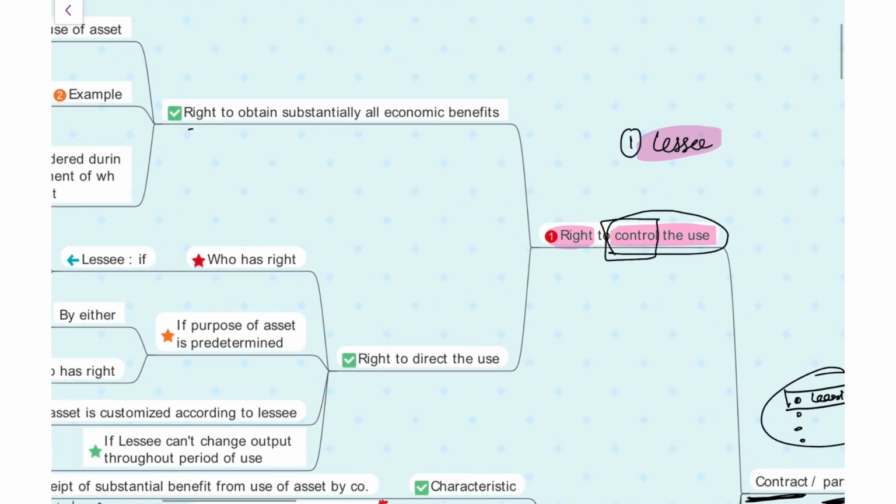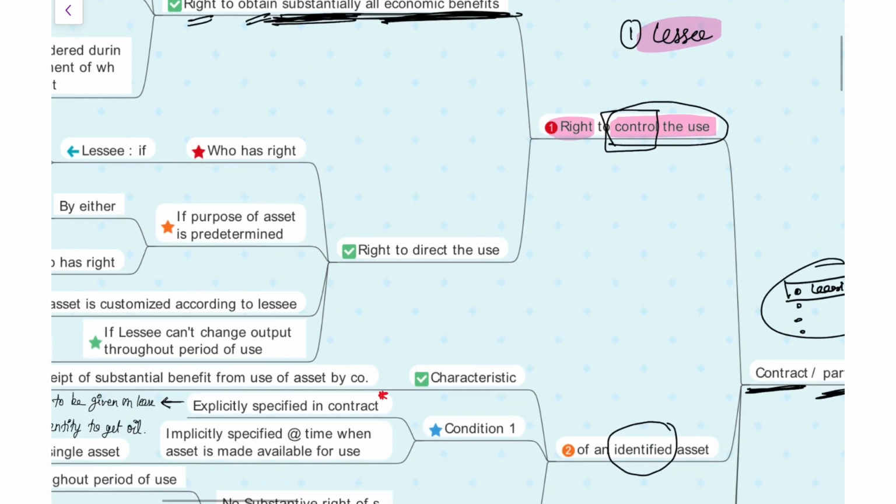The first one is that the lessee should have the right to obtain substantially all economic benefits. Suppose you are using plant and machinery on lease, and from that plant and machinery you are getting some outputs. When you sell these outputs, you get some money in return as sale revenue. All that economic benefit should belong, if not totally, at least substantially, to the lessee only. So the lessee should have the right to obtain substantially all economic benefits.